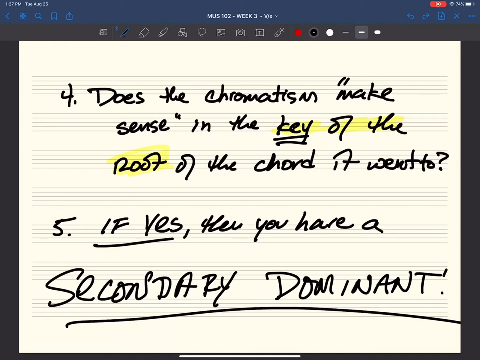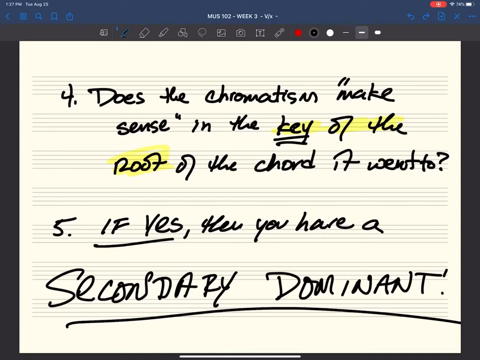So one way to understand what that chord is, the one in question, right, the chromatic chord, is to figure out where it applies itself to, right? Because that'll give you a lot of hints. So you skip it, right? Where did it go? Does the chromaticism, quote unquote, make sense in the key of the root of the chord it went to?